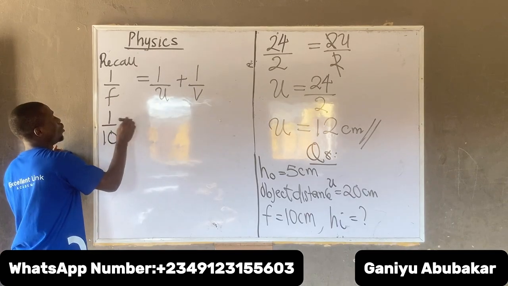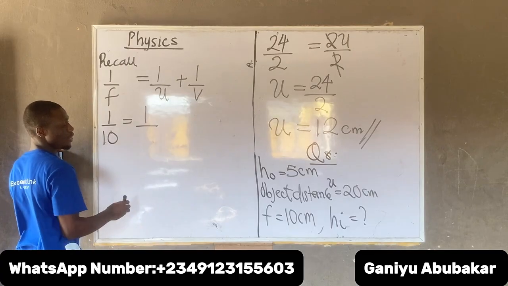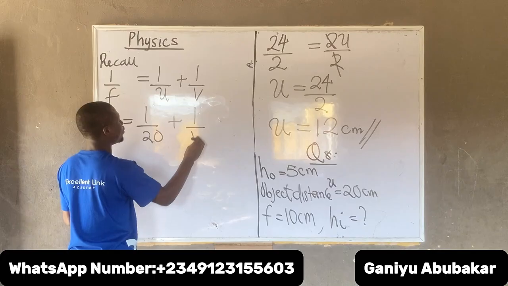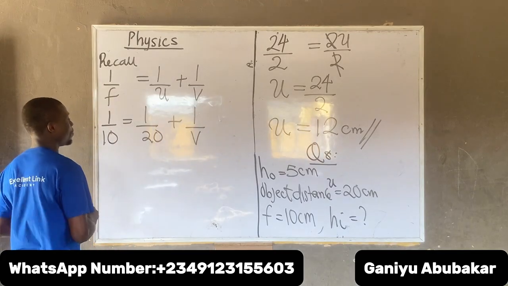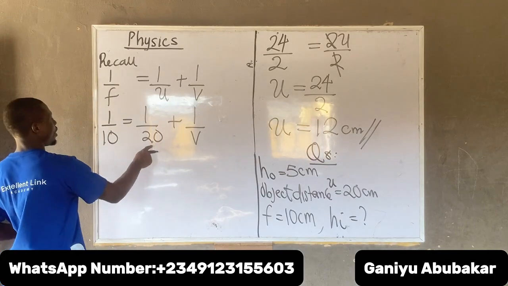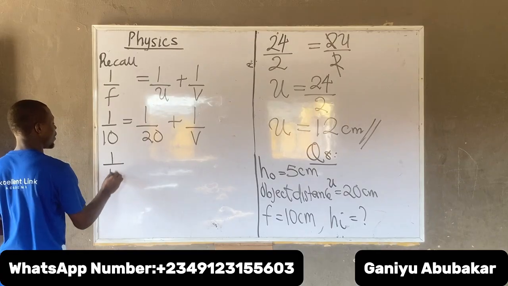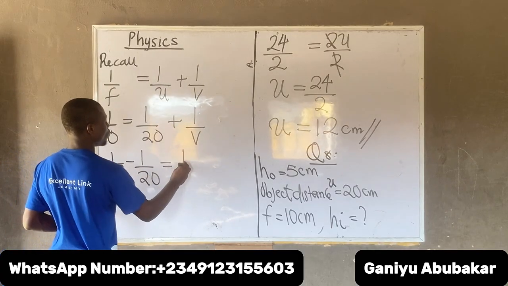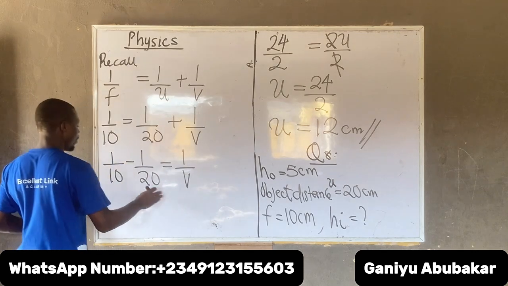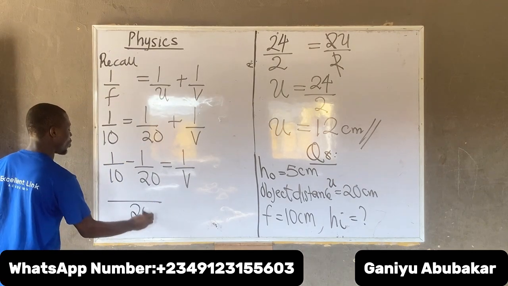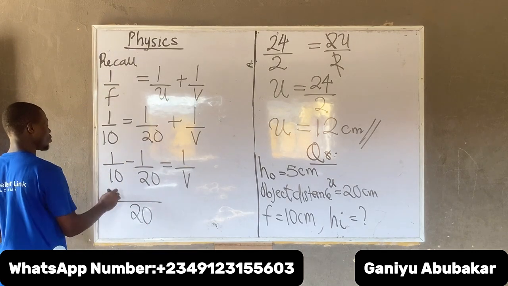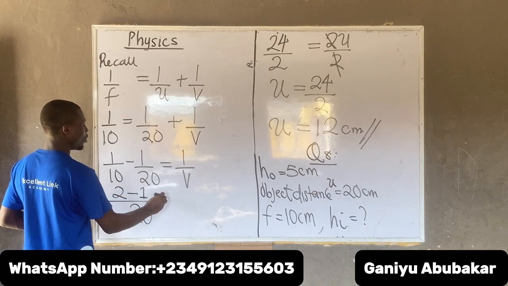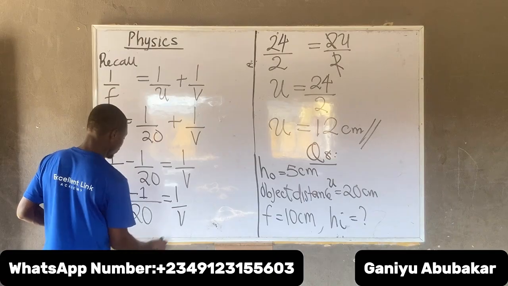So this gives you 1 over f, f is 10, plus 1 over u, u is 20, plus 1 over v. I don't know the value of v, so I need to find v. Take this one here: 1 over 10 minus 1 over 20 is equal to 1 over v. My sum here gives you 20. 20 in 10 gives you 2, 2 times 1 gives you 2. 20 in 20 is 1, times 1 gives you 1, equal to 1 over v.